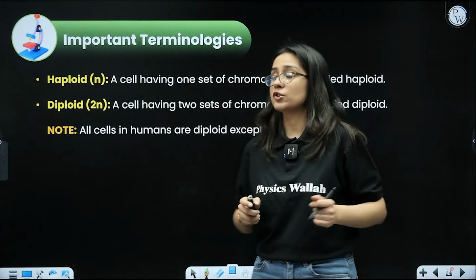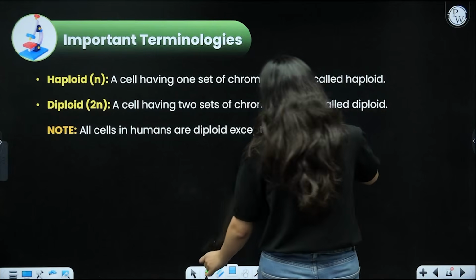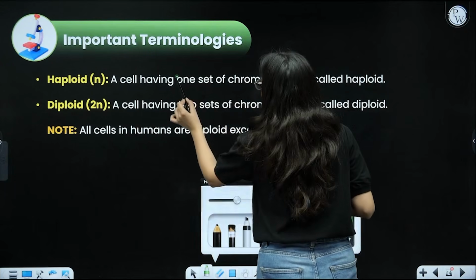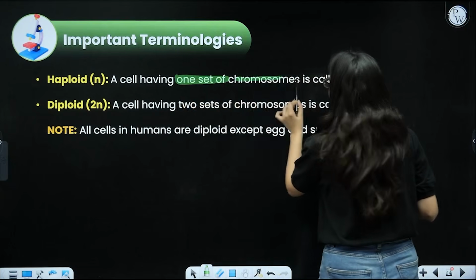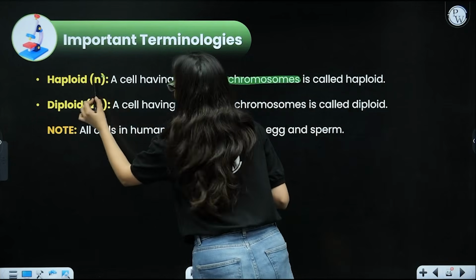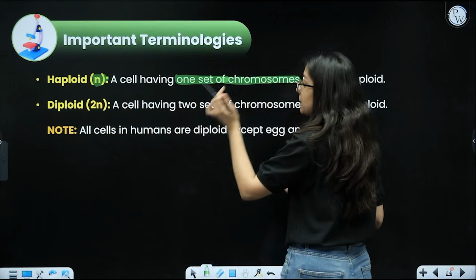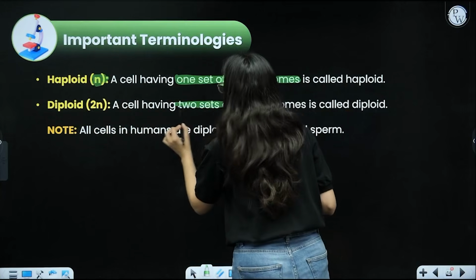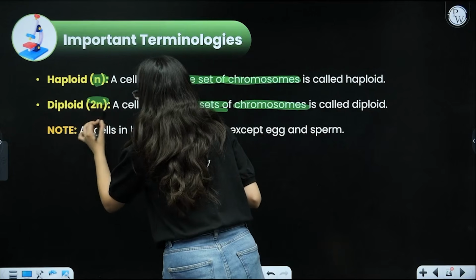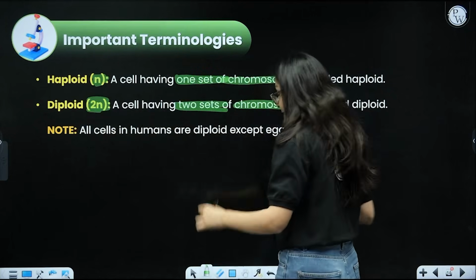Let us read the definition also. A cell having one set of chromosomes, that means a cell which has only a single copy of every chromosome, is called a haploid cell, which is represented by n. Talking about a diploid cell, a cell having two sets or two copies of each chromosome is called a diploid cell, represented by 2n. That is about haploid and diploid.